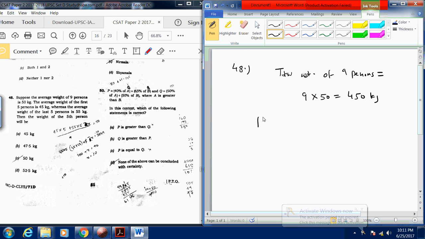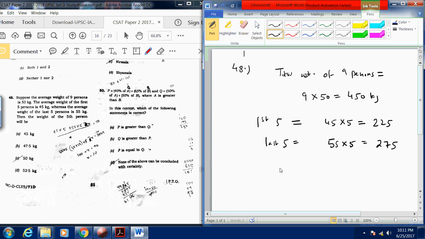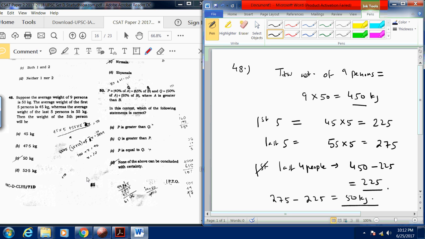Average weight of the first 5 persons is 45, so total weight will be 45 into 5, that is 225, and last 5 will be 55 into 5, that is 275. So total weight of 9 persons is 450 kg, first 5 is 225, last 5 is 275. So you can say that the total weight of the last 4 people will be 450 minus 225, that is 225. The total weight of the last 4 people is 225, last 5 is 275, so the 5th person will be simply 50 kgs. So that is your answer.